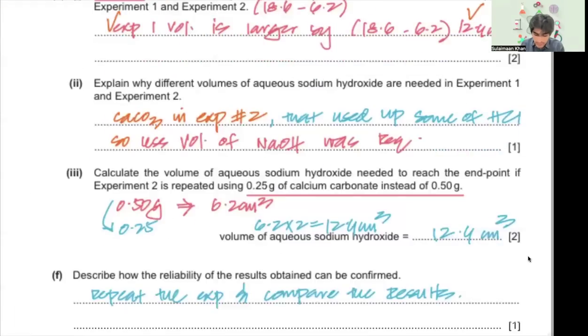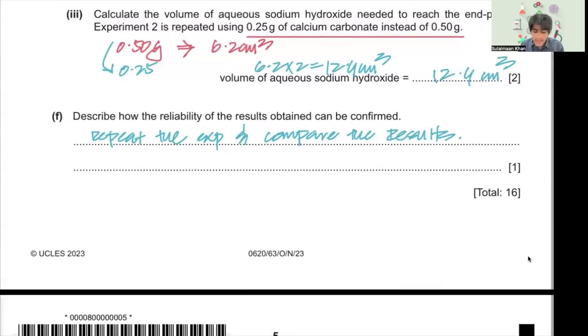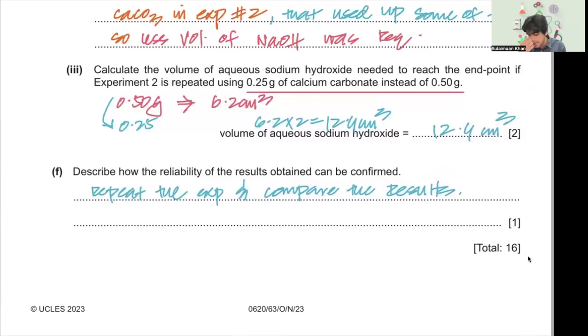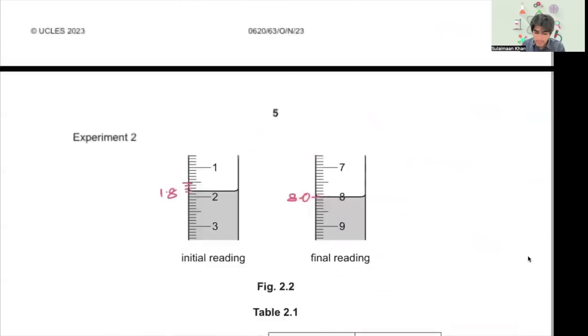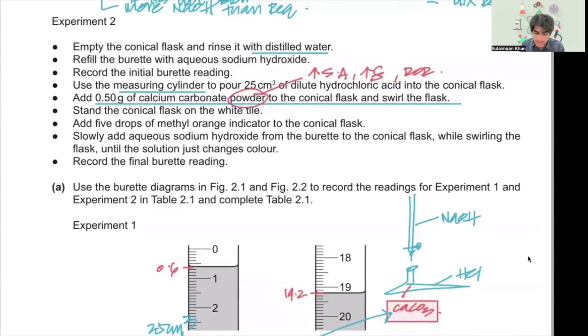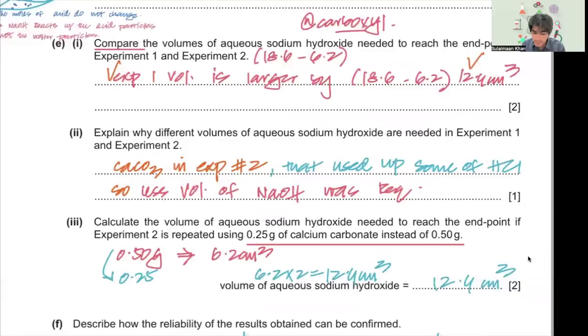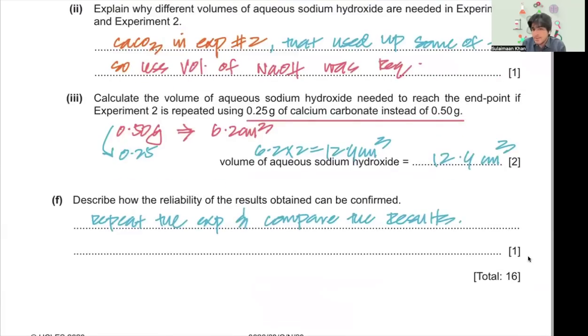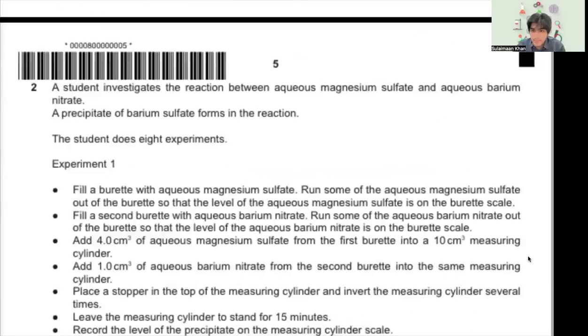Use a pipette instead of what? Oh, yeah, you could have said that, but it's reliability of results, not the accuracy of results. If it was the accuracy of the result, you could have said use a pipette instead of a measuring cylinder. But he hasn't asked this. If it was the accuracy, then you would have said that reliability is just repeating the experiment and comparing.